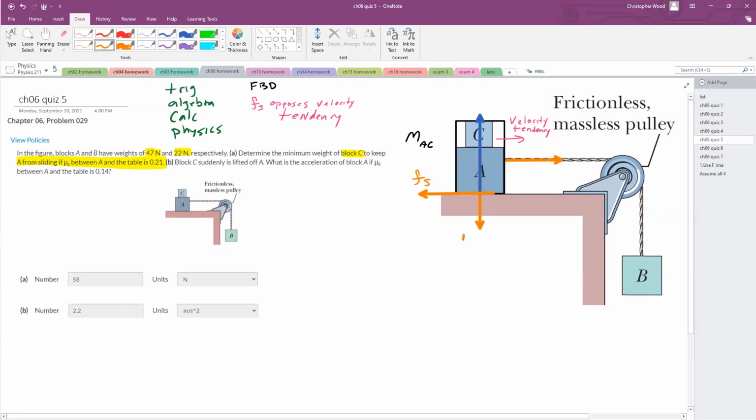This is M_AC times g, the weight of block AC. Up here, this is my normal force.